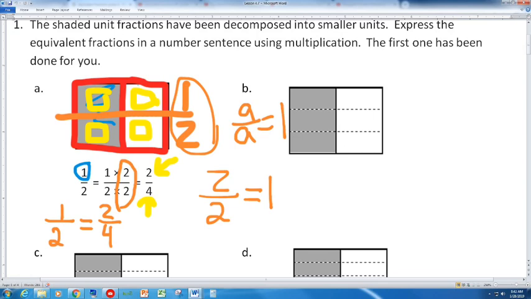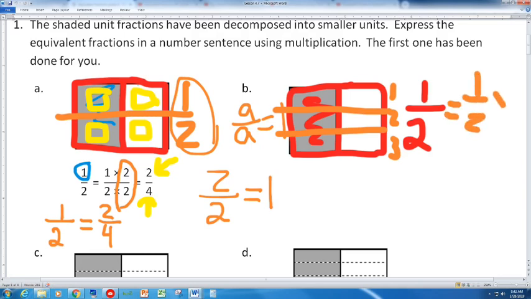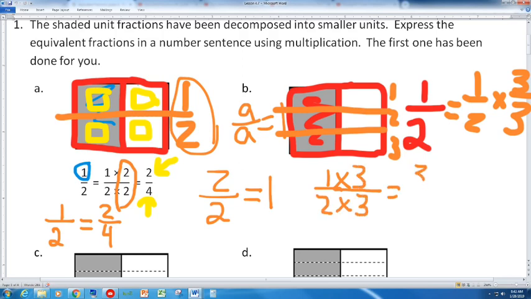For B, we're going to look at our solid line first. Here's our 1 shaded, 1 over how many boxes? How many columns? 2. Now our dotted lines break it up into 1, 2, 3 pieces. So we're going to be multiplying 1 over 2 by 3 over 3. We take this 1 over 2 and make it 1 times 3 and 2 times 3, which equals 3 over 6.